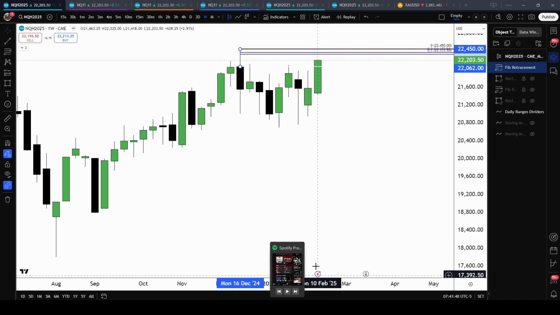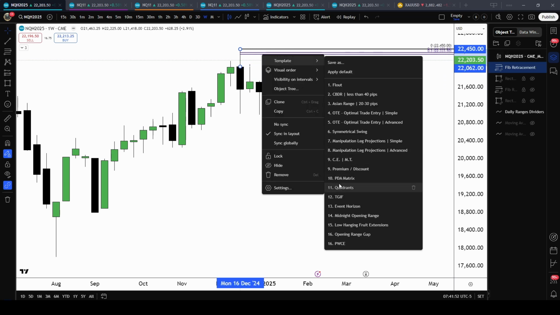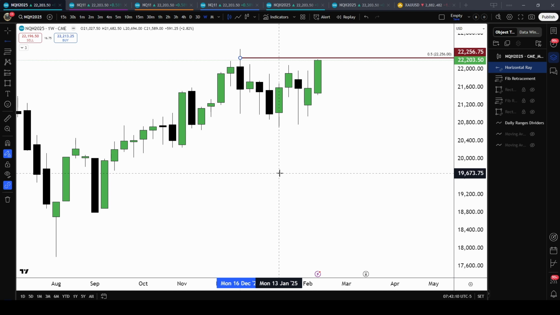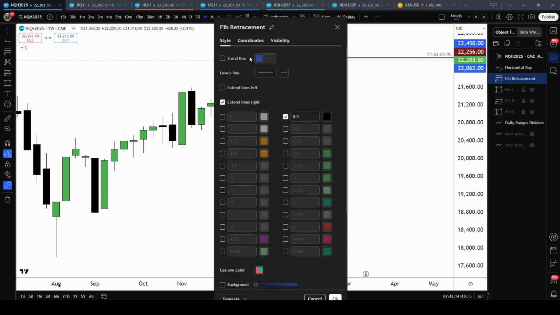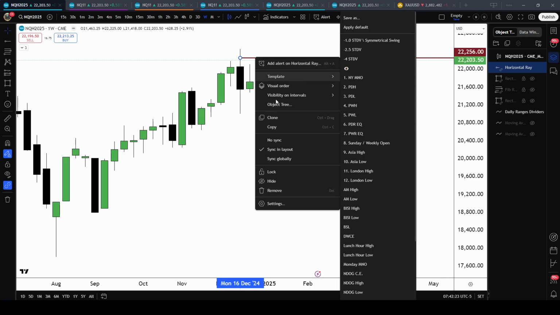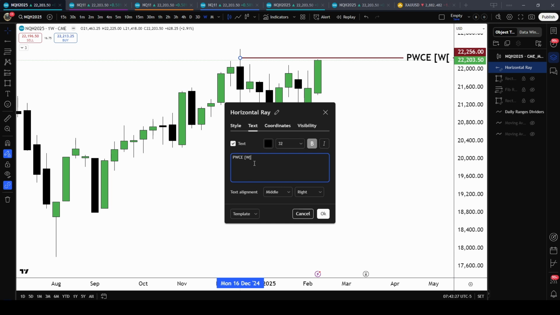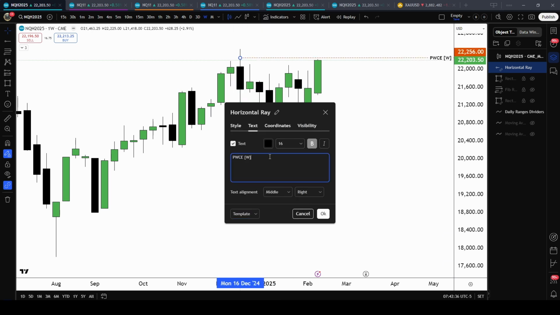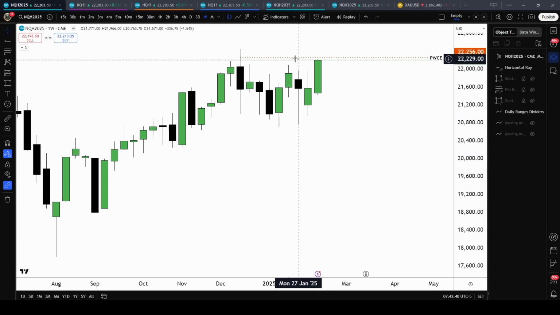the midpoint at 22,256. So I'm monitoring that level for the week ahead. You can annotate the midpoints, the consequent encroachment of these discount wicks as well, but I'll leave it for what it is for right now.